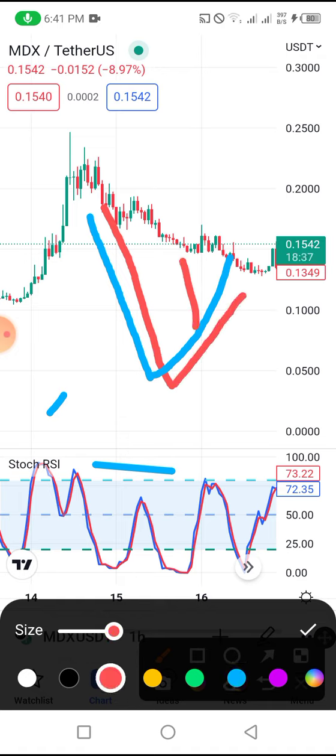Now let's check it out. Let's check through. I think we can identify some few crossovers. We can see here there were some crossovers here.